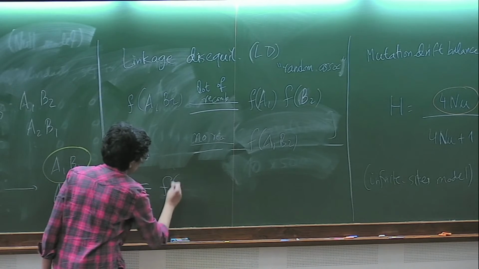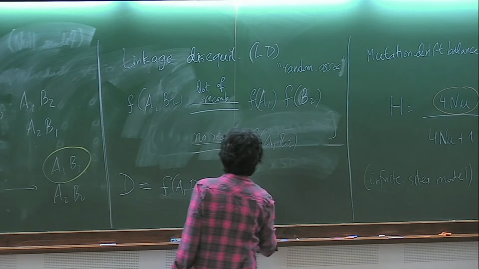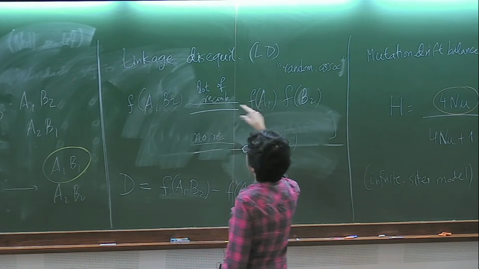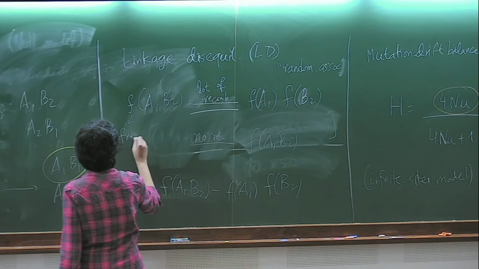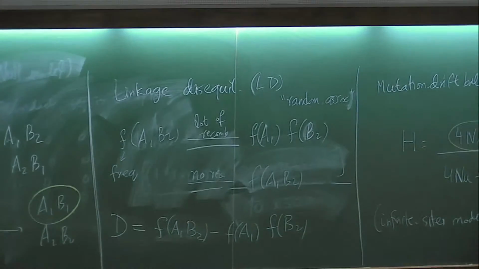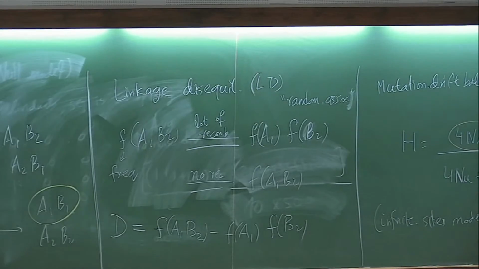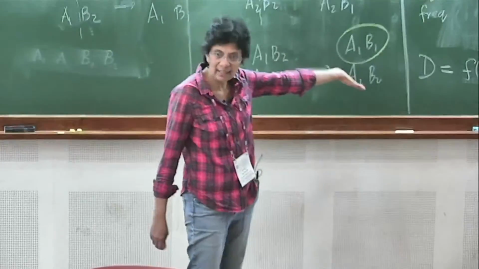So F is the frequency. And there's nothing special about A1, B2. You can look at all the 4 pairs. That's the definition of LD. You can take any of them, it's the same, because I have assumed here no selection, no mutation, in fact also no drift, only recombination. But you can massage these models and get the stuff. So this is the definition of the linkage disequilibrium.